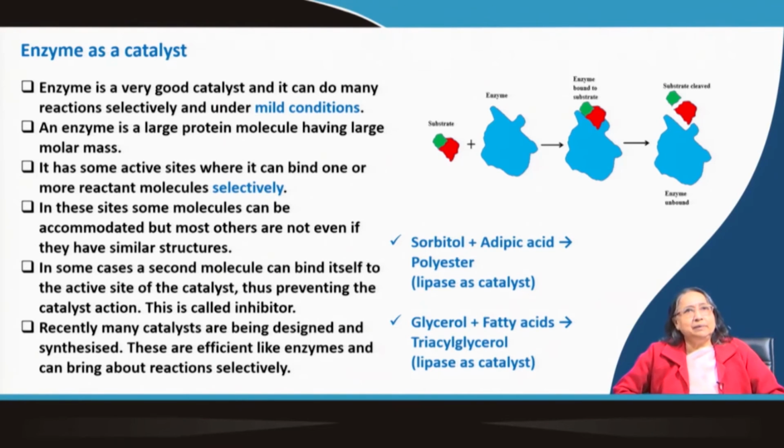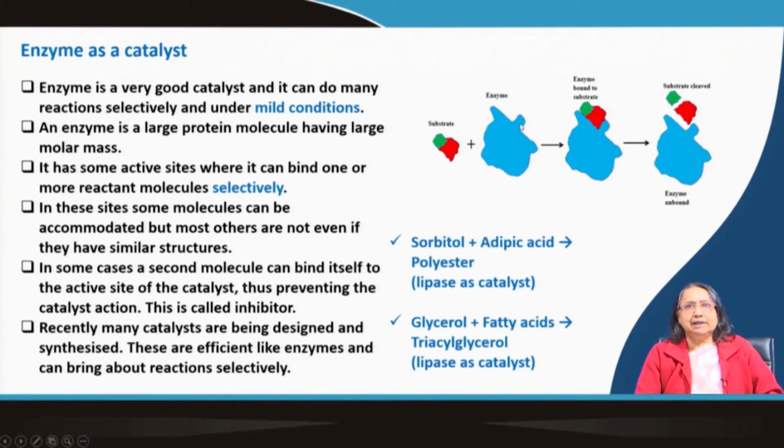In our body system, I told you there are many enzymatic reactions going on, many free radicals are generated, then free radicals are destroyed, millions of reactions are going on. But enzymes are very good catalysts. They are protein molecules having large molar mass, with very complex structure, and active sites are there. There are many active sites like this one, see here, this is the active site.